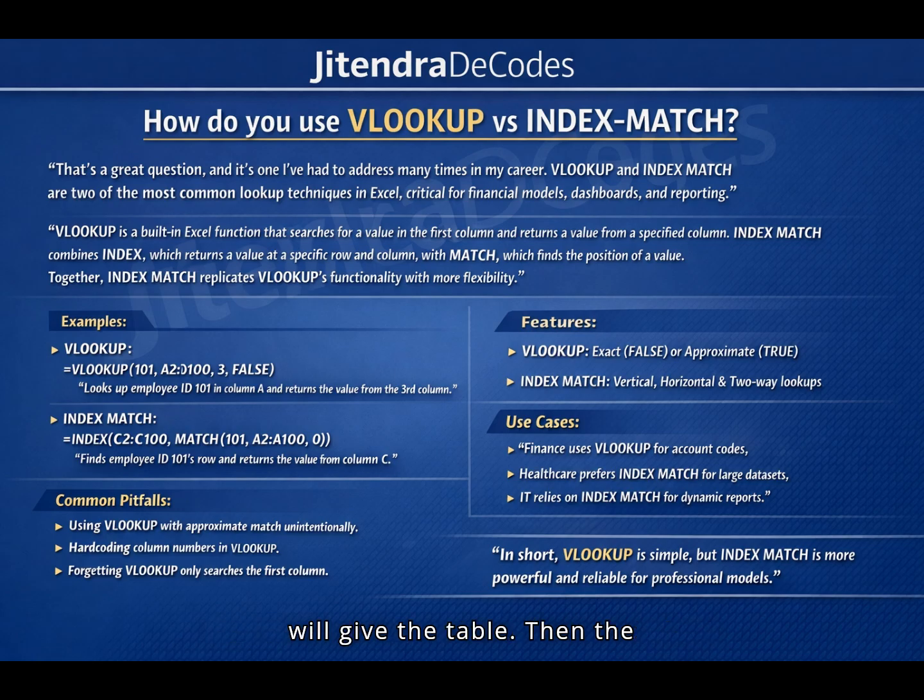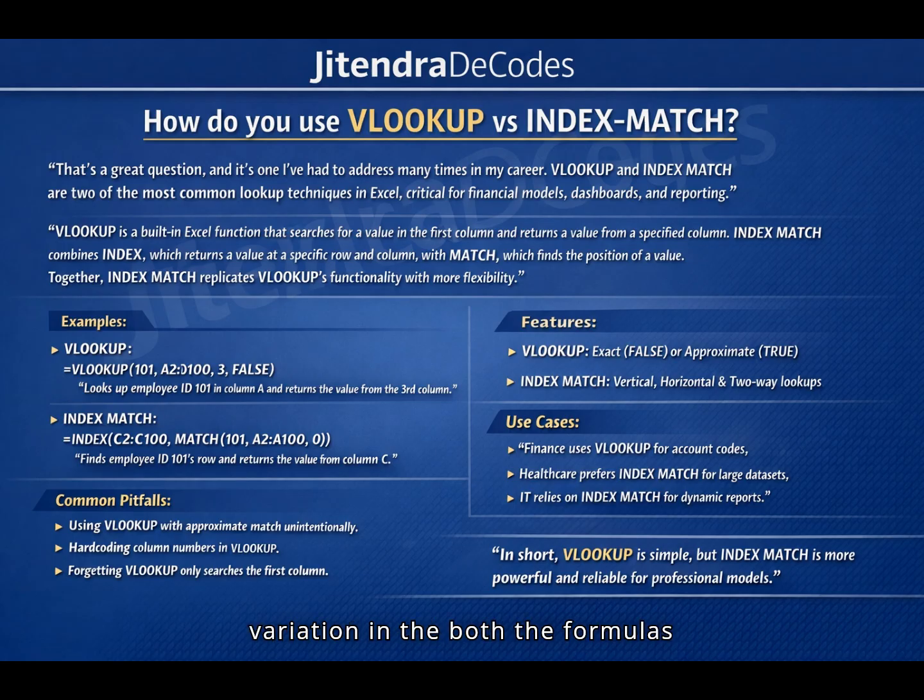While for INDEX MATCH, the syntax is INDEX. First we give the table array, then the MATCH. The first parameter in the MATCH is the value we want to match, the second is the table array, and the third is 0 or 1, and we need to close the bracket. Here MATCH finds the row where employee ID 101 exists. If it exists, INDEX returns the corresponding value from column C.